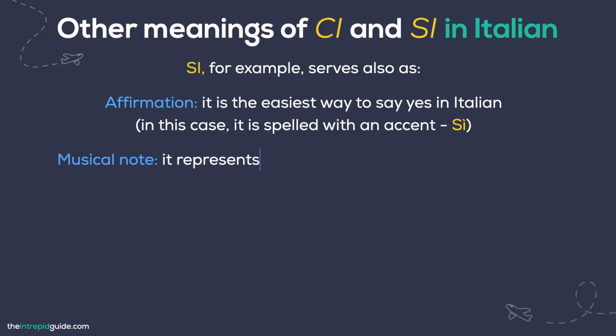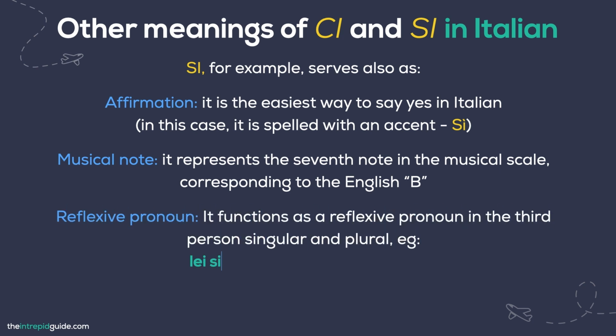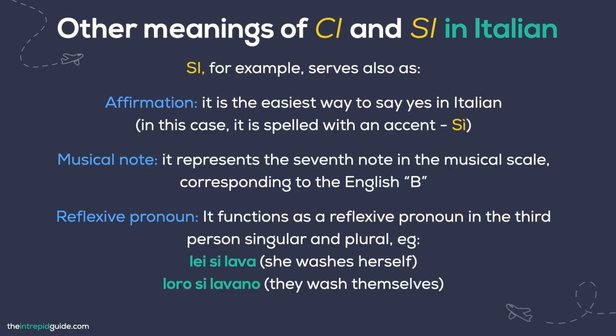As a musical note, this represents the seventh note in the musical scale, corresponding to the English B. A reflexive pronoun. It functions as a reflexive pronoun in the third person singular and plural. For example, to say she washes herself or they wash themselves, you would use Lei si lava. Loro si lavano. To learn more about Italian pronouns, watch this video here.